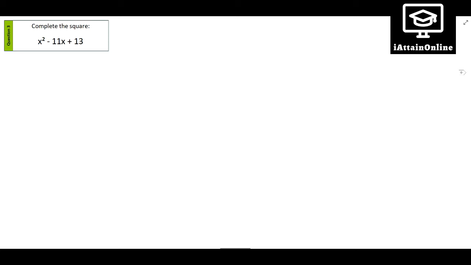Okay, example 3. It looks similar, but you'll see why it's a little bit more complicated in a second. This is just an expression, and we're being asked to complete the square here. We are not being asked to find the turning point of the graph. The reason this is trickier is that when we come to half this bit, you'll see that 11 cannot be halved to give a whole number. So I suggest leaving it as a fraction.